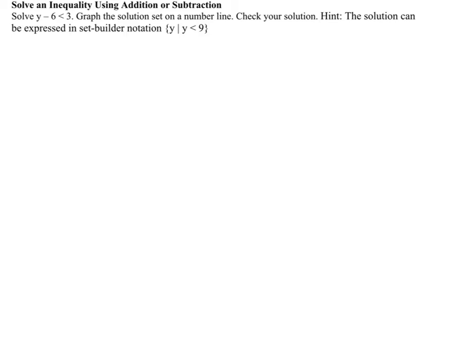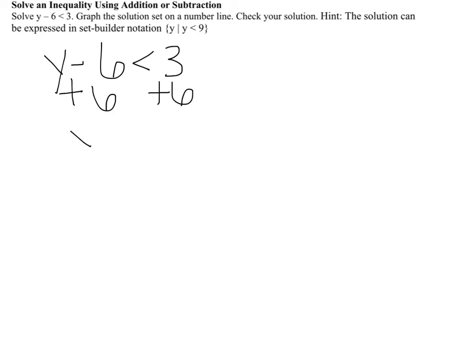So our equation is y minus 6 is less than 3. And all we're trying to do here is solve the equation, exactly as if it was y minus 6 equals 3. So we're going to add 6 to both sides. So we have y is less than 9. And this matches our set notation up here that they gave us as a hint.